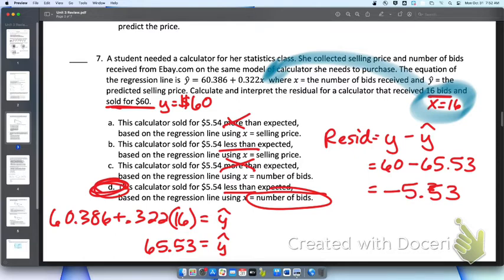So far, that's the hardest one on here. Wasn't it? That was difficult. But we powered through and we got it. All right. Number 8.